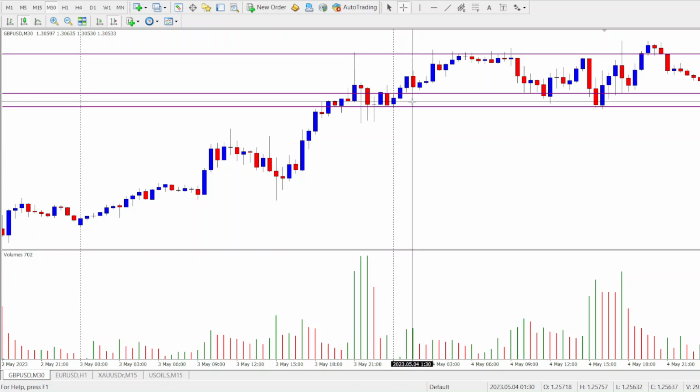If you want a tight stop loss, you can actually set your stop loss below the opening range high. But if you want a wider stop loss just to be on the safer side, you can set it below the opening range low. That is below the low of that first 30 minutes candle.